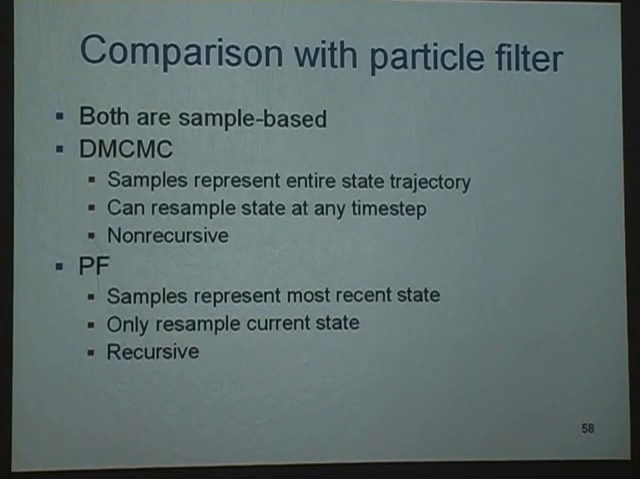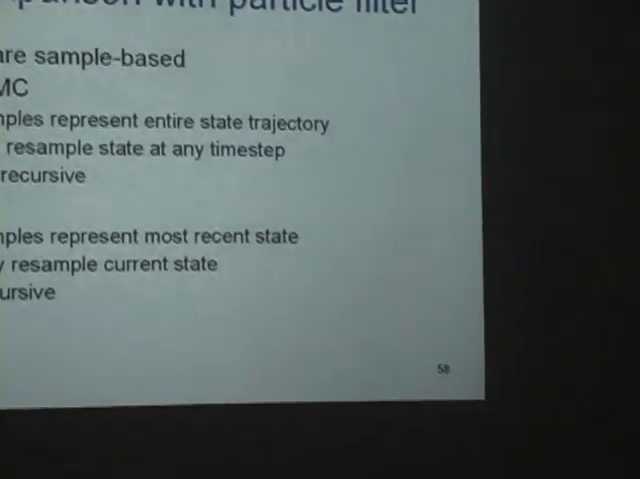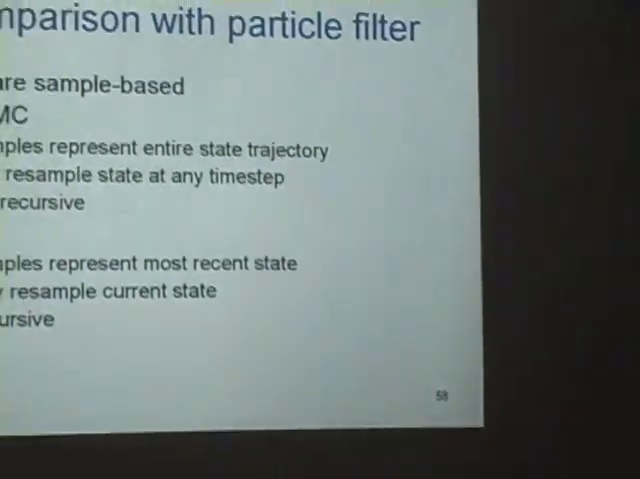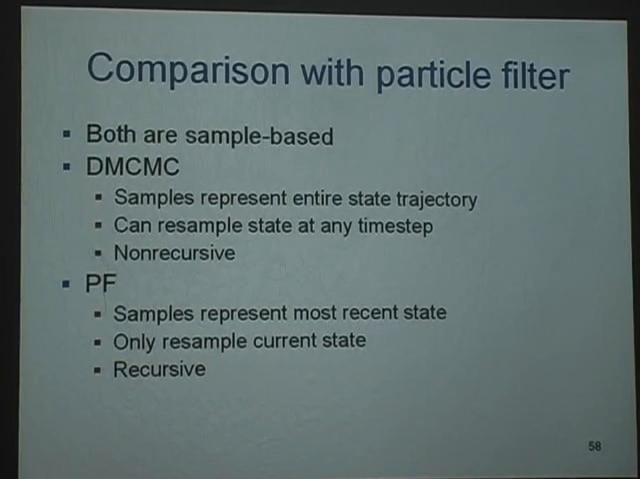And why is this? Well, both decayed MCMC and particle filtering are sample-based, but in DMCMC, the samples represent the entire state trajectory. What this means is that, in the light of new observations, you can go back in time and say, well, that sample I have from 50 steps ago is wrong, and I should flip it. It has the ability to do that, and it's non-recursive. In particle filtering, on the other hand, the samples represent only the most recent state, and it only resamples the current state. It can't go back in time and change its mind. And it's recursive, which is good in the sense of reusing computation, but as we saw, it has the potential to make errors that last for a long time.